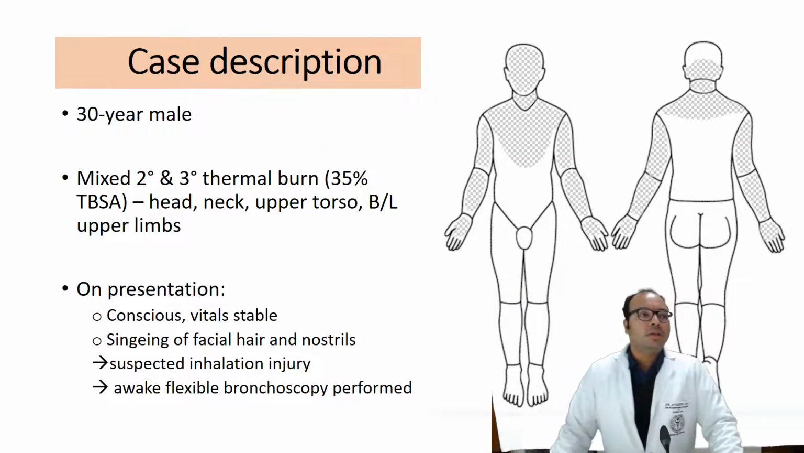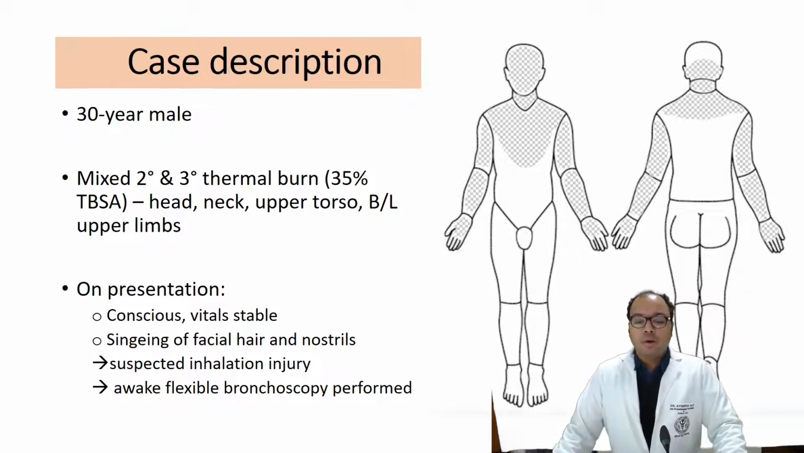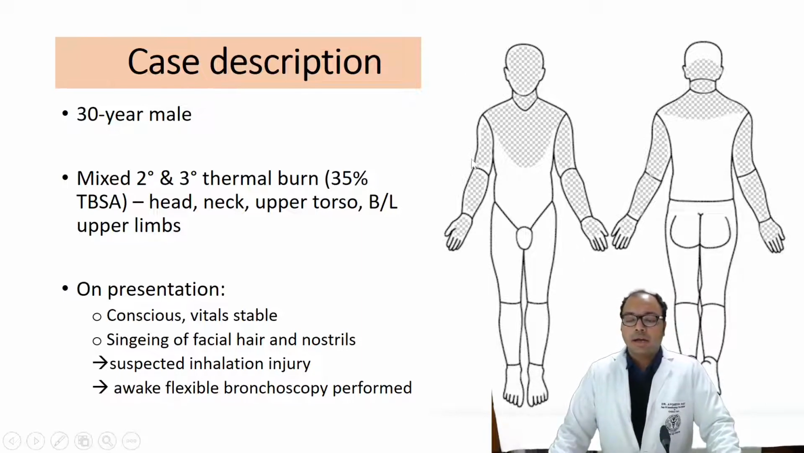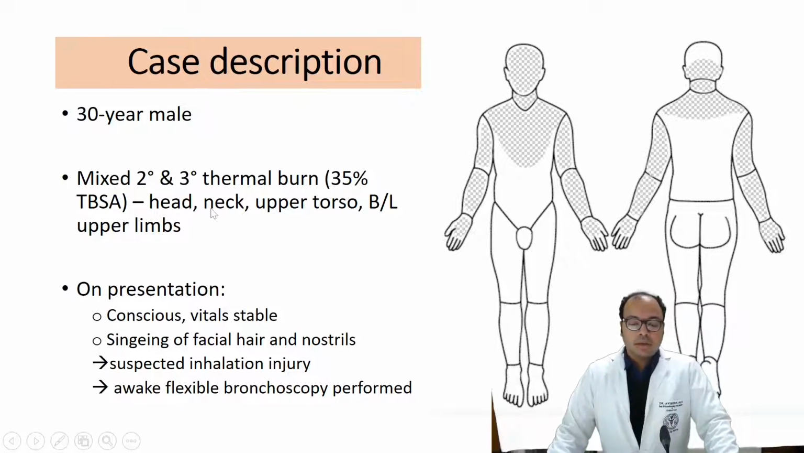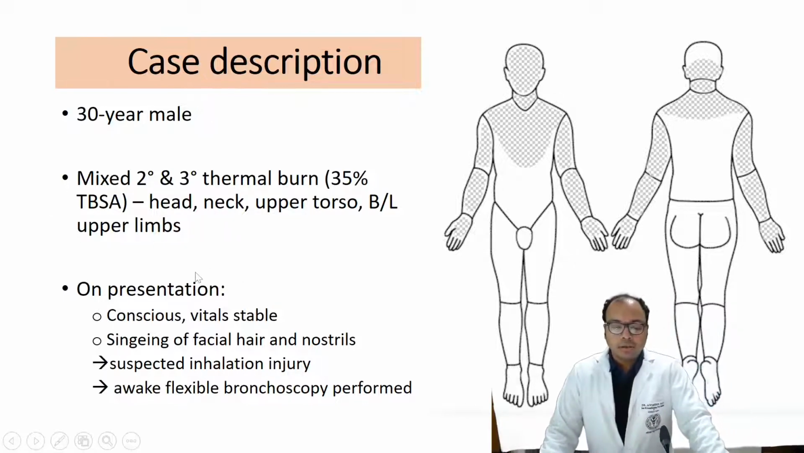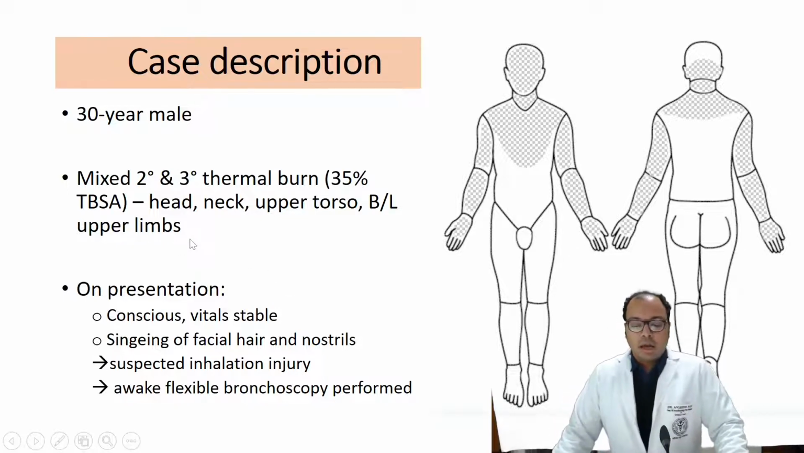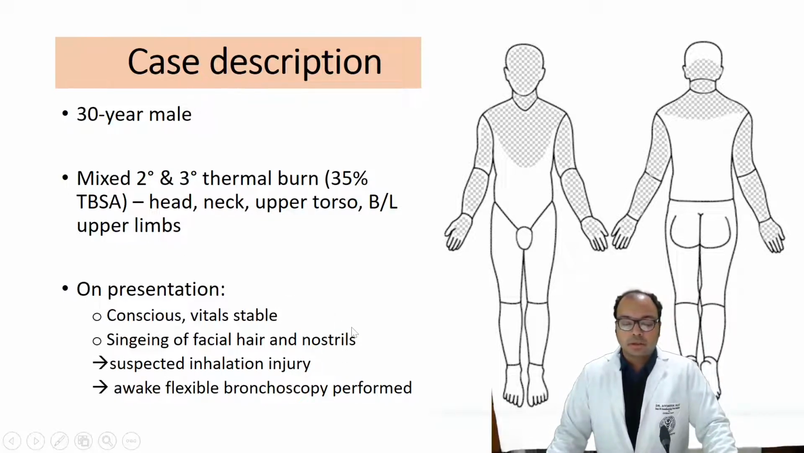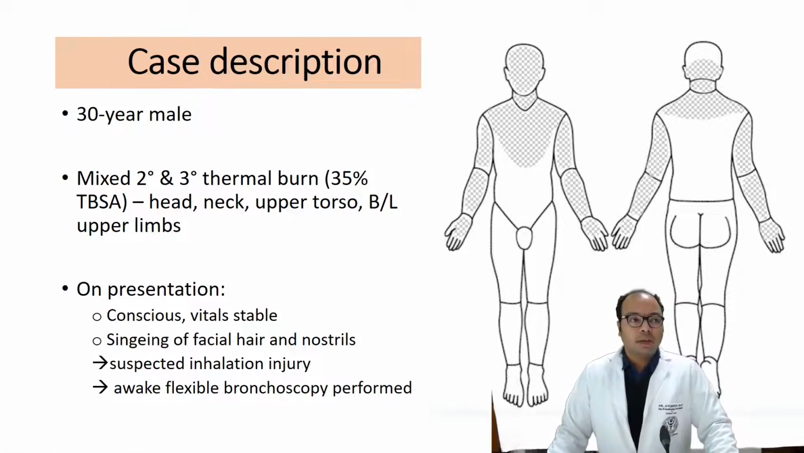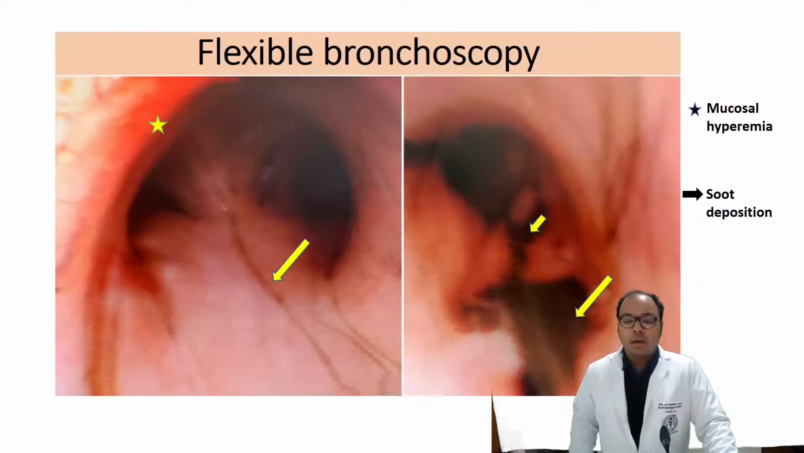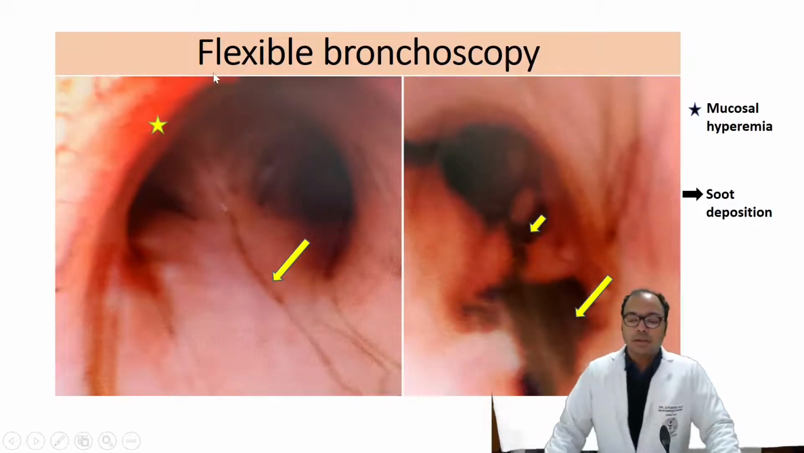Our patient was a 30-year-old male who had sustained mixed second degree and third degree thermal burns amounting to 35% of total body surface area, and the major involvement was in the head, neck and upper torso along with bilateral upper limbs. At presentation to the ED of the Burns Plastic Center, the patient was conscious, vitals were stable, but we noted there was singeing and darkening of facial hairs along with nostril hairs. So we suspected inhalational injury and proceeded with an awake flexible bronchoscopic examination under sedation and local anesthesia.